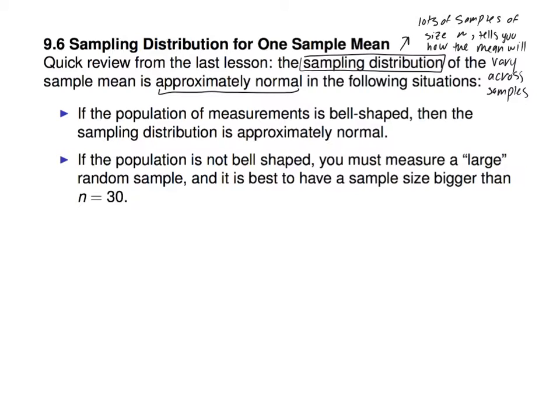And it's normal if a couple things happen. If your population is bell-shaped, like we can pretty much assume weights are bell-shaped, ish, we'll pretend they're bell-shaped, then the distribution is approximately normal regardless of the size. If your population is not bell-shaped, you must have a quote-unquote large sample, and I agree this large is a bit arbitrary, but your book says n equals 30. So 30 is what they call large.